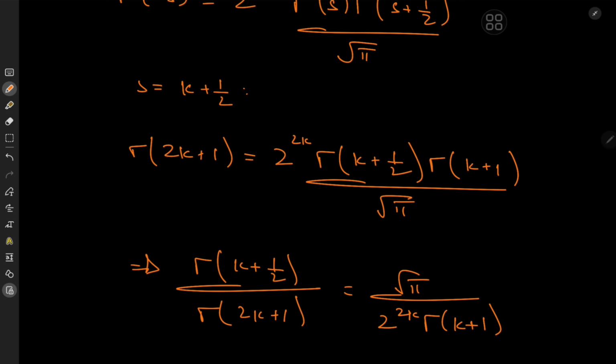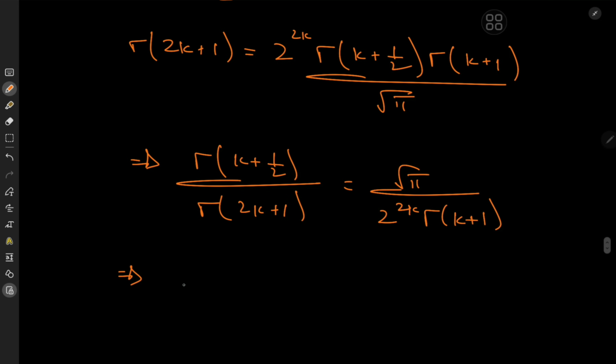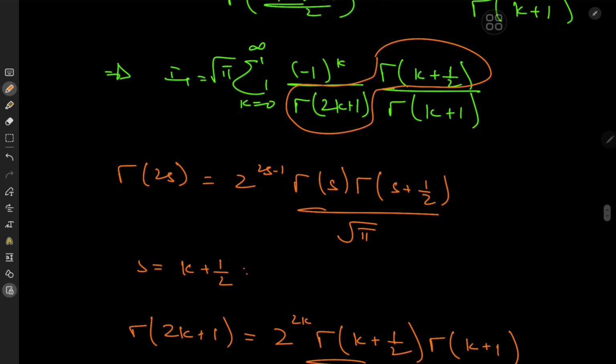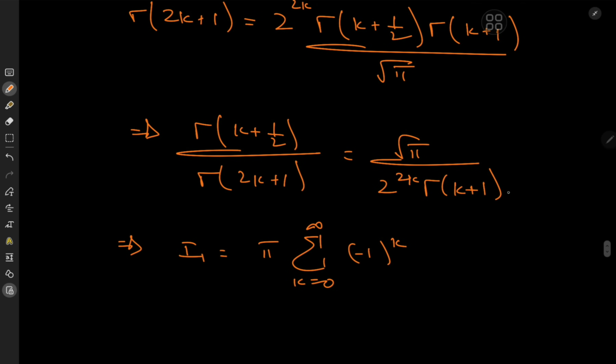Enjoyers of partial differential equations might see where all of this is going. Anyway, this implies that I sub 1 equals root pi squared, which is just pi, times the sum over k from 0 to infinity of negative 1 to the k, we still have this term, but we already have that term in the denominator as well. Okay, cool. That means we have 2 to the 2k times gamma squared of (k plus 1).